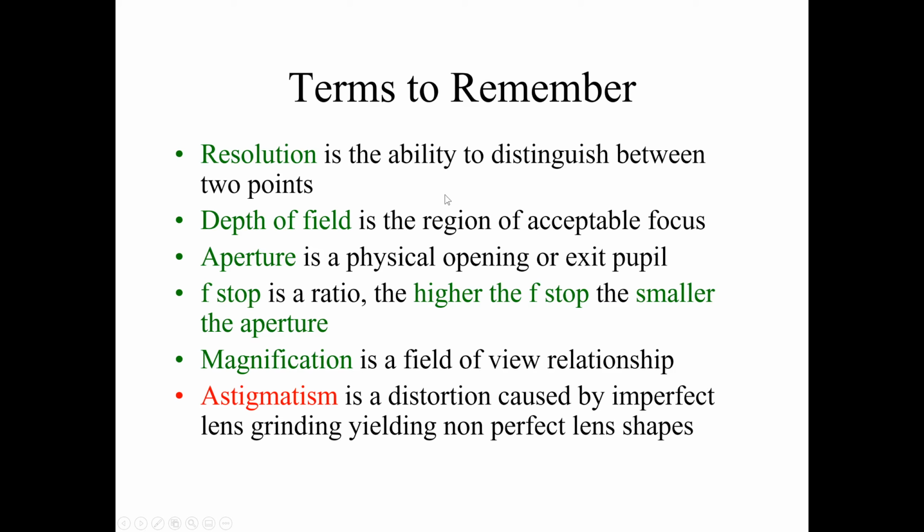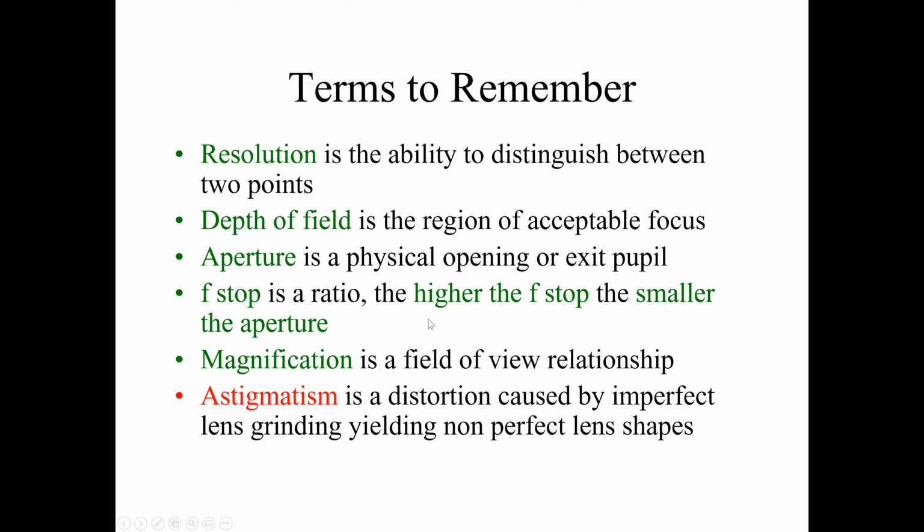I've been throwing around some words here. You have to know the difference between them. Resolution is the ability to distinguish between 2 points. Our scope's guaranteed to do 5 nanometers. Depth of field is a region of acceptable focus. This is fairly subjective. Aperture is a physical opening or exit pupil. Basically, it's a hole. F-stop is a ratio. The higher the f-stop, the smaller the aperture. The smaller the aperture, the better the depth of field is.